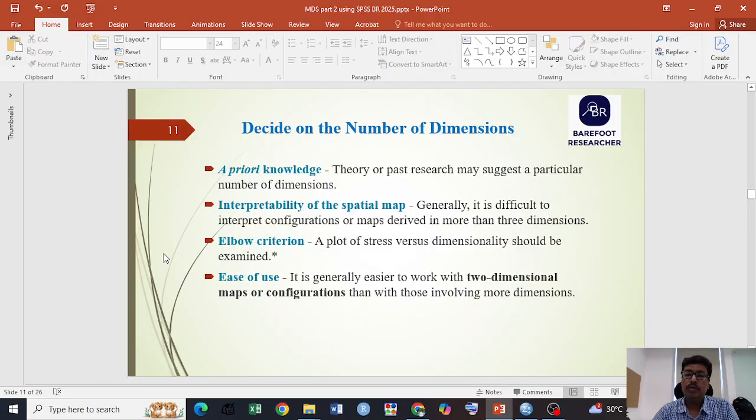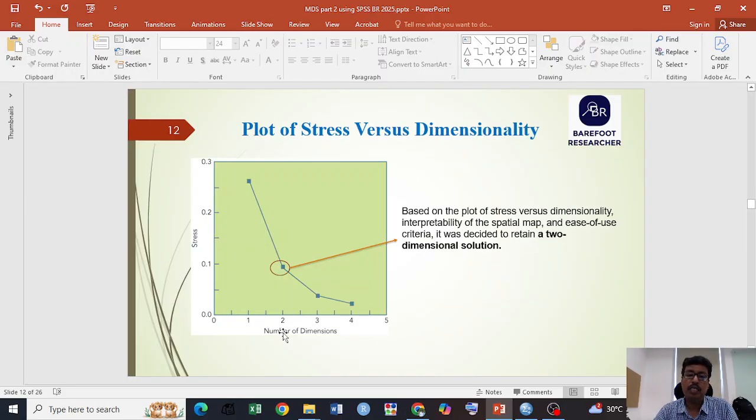So how do you decide the number of dimensions? Sometimes use your prior knowledge, like your market research knowledge. Sometimes it is easy to interpret two, so we select 2 dimensions rather than 3 or 4. We use the elbow criterion with the stress value, which is a badness of fit measure and should be less than 10. We see at that less than 10 value what number of dimensions it indicates. And finally, ease of use. We can see here that at the stress value less than 10, the number of dimensions is 2. We can go for 3 and 4, but interpretation would be difficult.